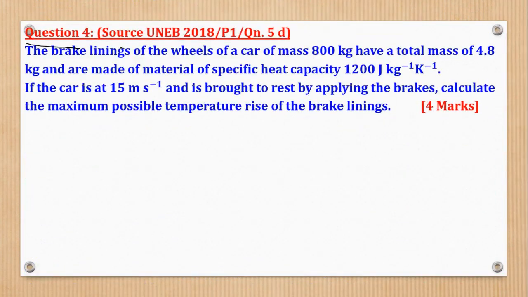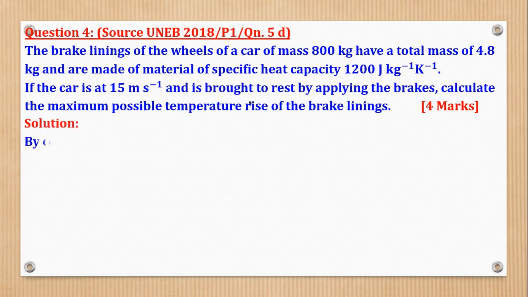Then question 4 came from UNEB 2018, paper 1, question 5D, and it says, the brake linings of the wheels of a car of mass 800 kilograms have a total mass of 4.8 kilograms and are made of material of specific heat capacity this. If the car is at this speed and is brought to rest by applying the brakes, calculate the maximum possible temperature rise of the brake linings.